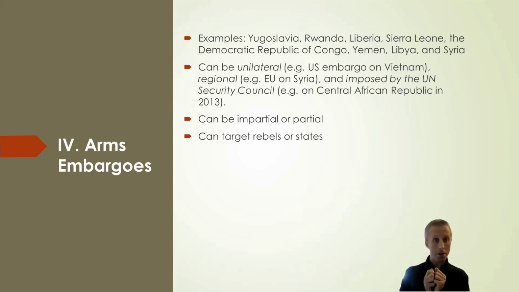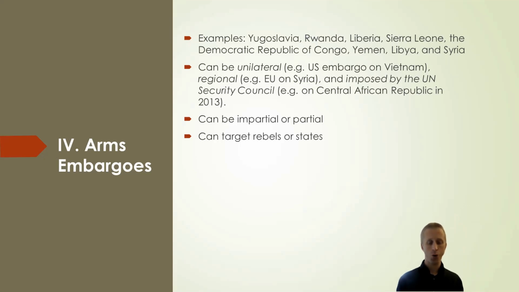Secondly, and this is more specific for arms embargoes, they can be impartial, that is applying to all sides of a potential conflict. Examples of impartial arms embargoes are the former Yugoslavia in 1991 and 1998, Somalia in 1992, Liberia in 1992 and 2001, Rwanda in 1994, and Sierra Leone in 1997.